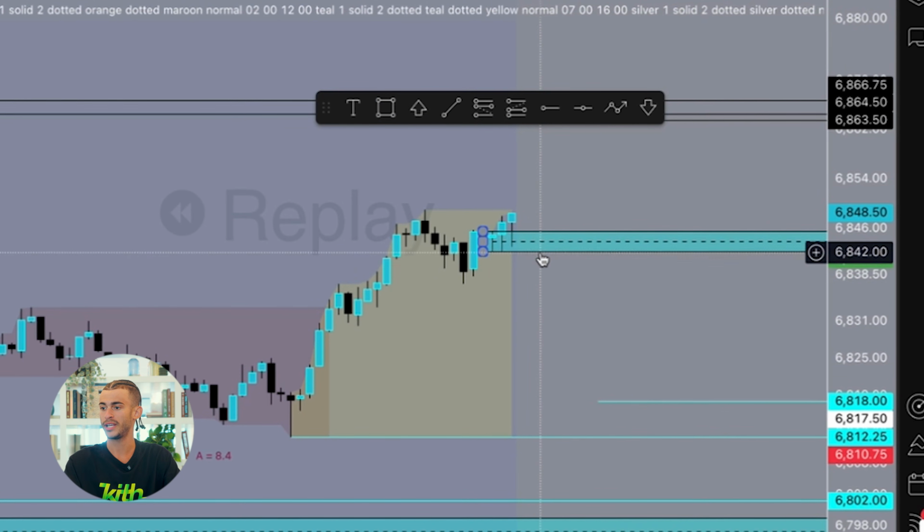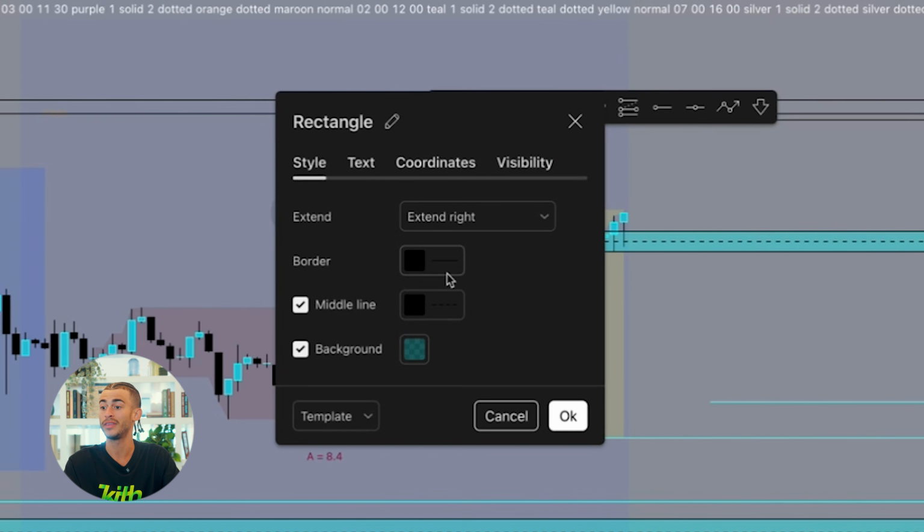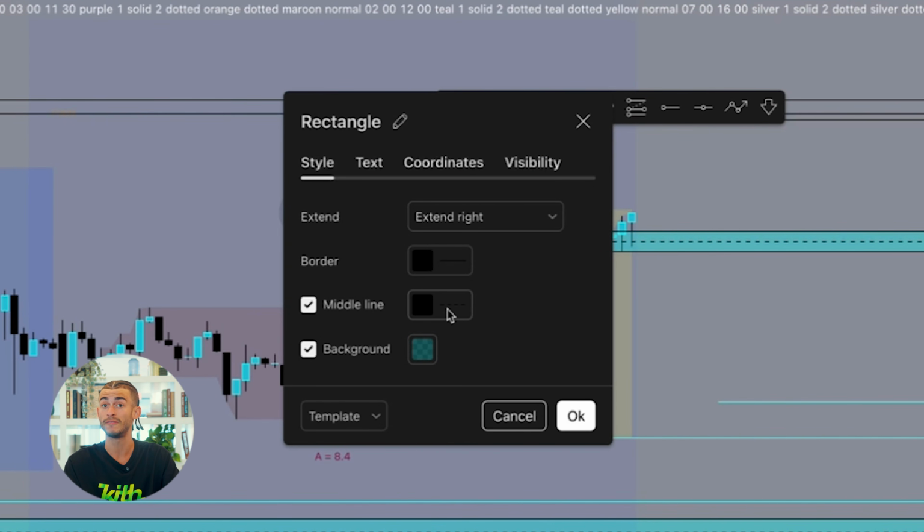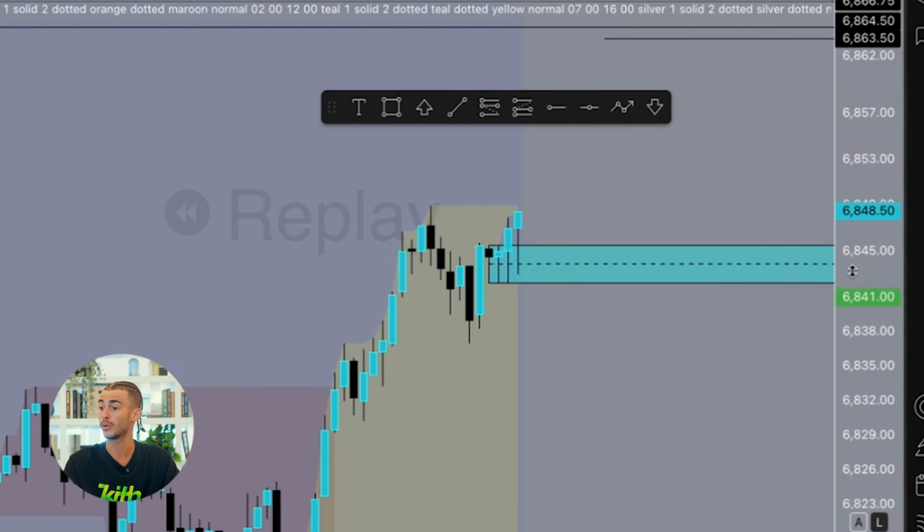After you mark out this rectangle, I want you to double-click this rectangle and then make sure this midline is checked. This is very important, guys. You cannot trade this strategy if you don't have this midline checked, and I'll explain why in a second. This midline is where we place our entry.